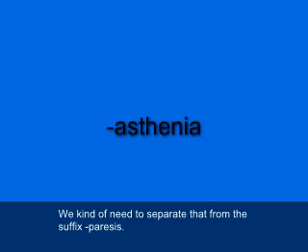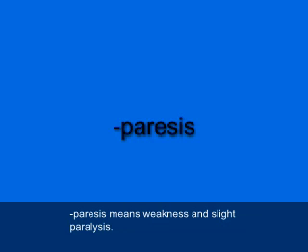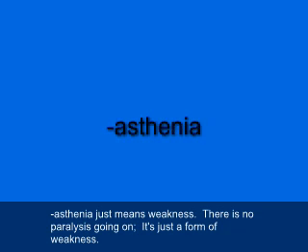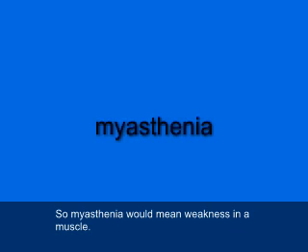We kind of need to separate that from the suffix paresis. Paresis means weakness and slight paralysis. Asthenia just means weakness. There's no paralysis going on. It's just a form of weakness. So myasthenia would mean weakness in a muscle.